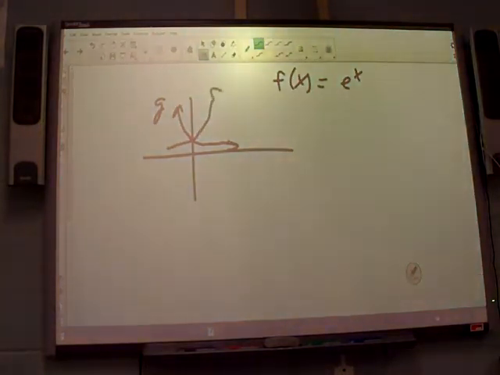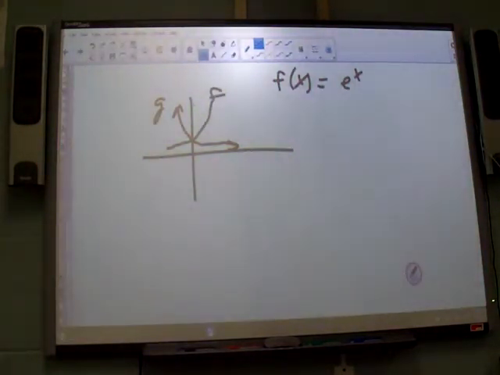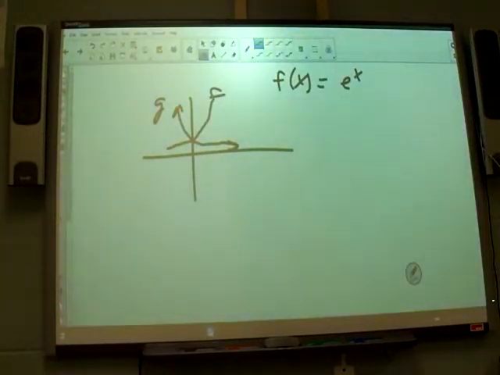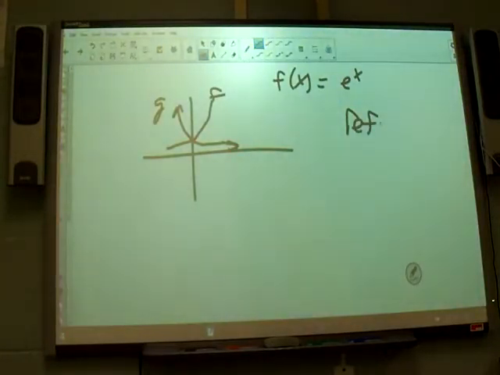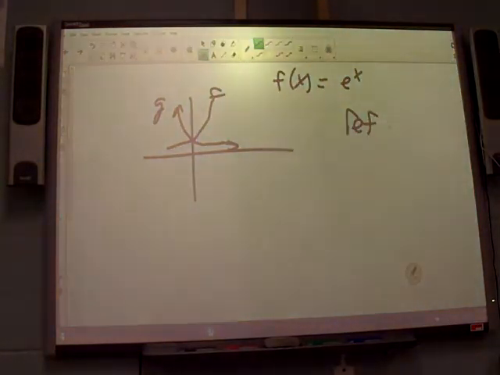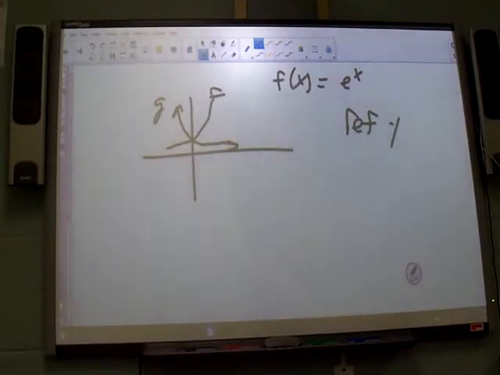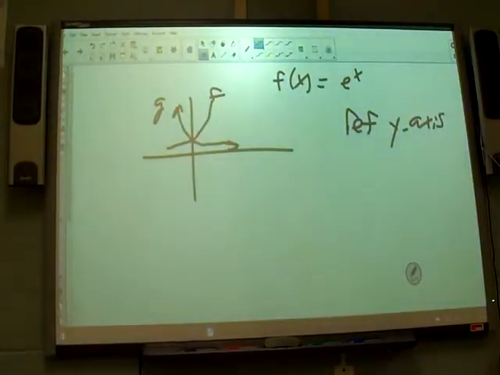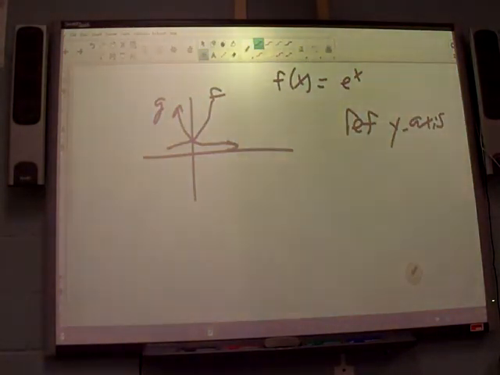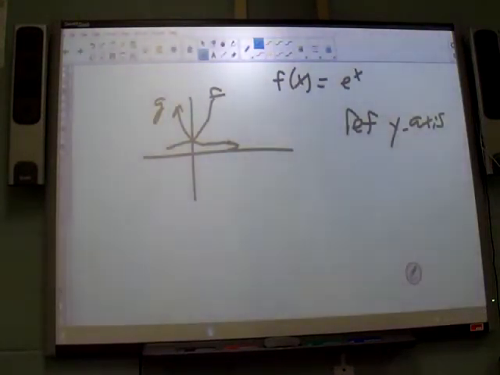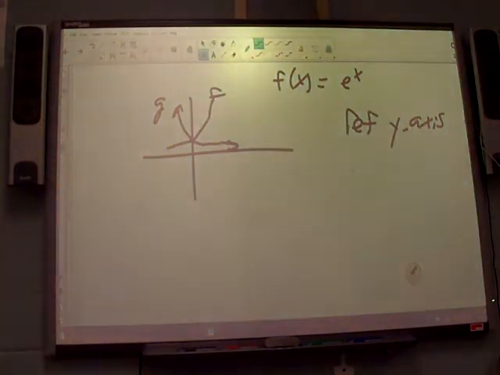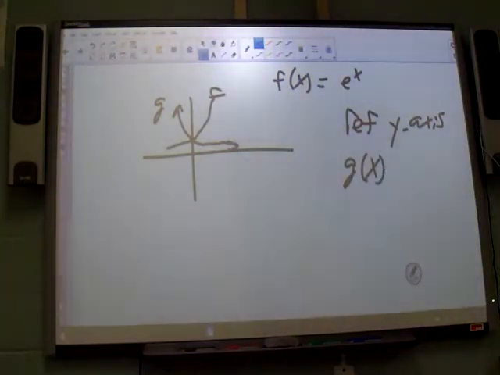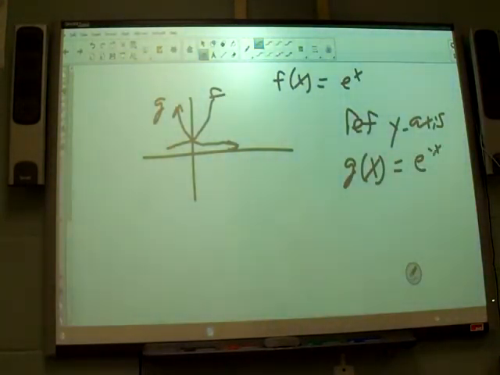So there's f of x. This time I see it's reflecting over the y-axis. For number 10, I'm going to start with reflects over the y-axis. Garrett said that when we reflect over the y-axis, our negative goes with the x. So I would say e to the negative x.